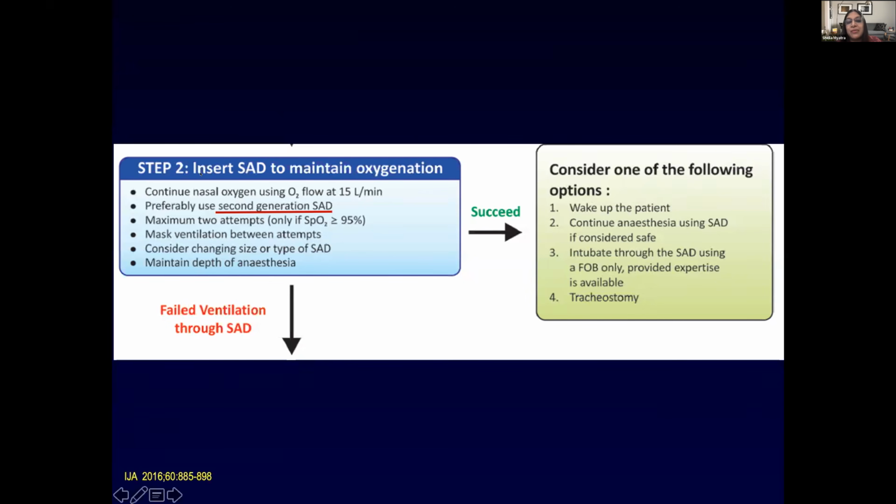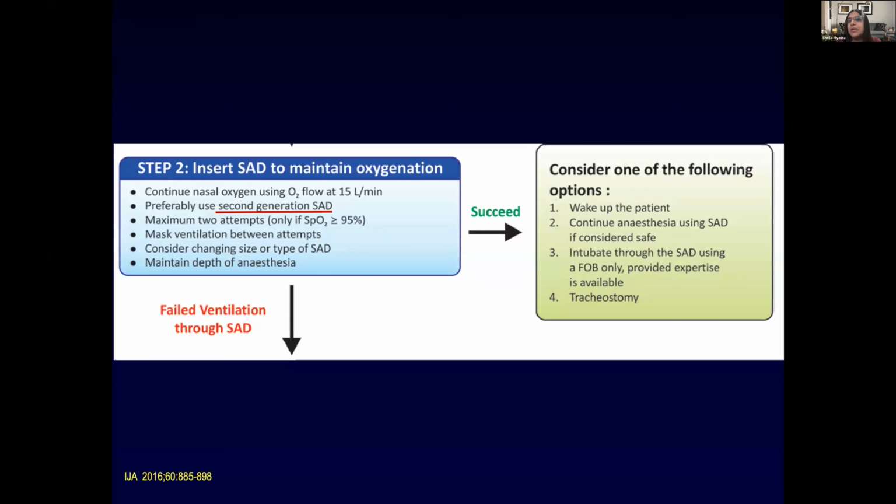And that is why we say preferably, because many places are still using the classic airway. With the supraglottic airway devices, we say maximum 2 attempts. Again, the same thing, only if the saturation is maintained, right? And mask ventilate between the attempts. You put in a supraglottic airway device, you couldn't ventilate, take it out, mask ventilate, bring the saturation up, and then put in the supraglottic airway device.